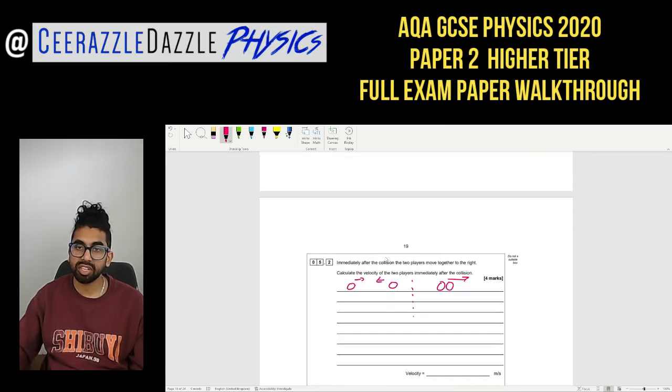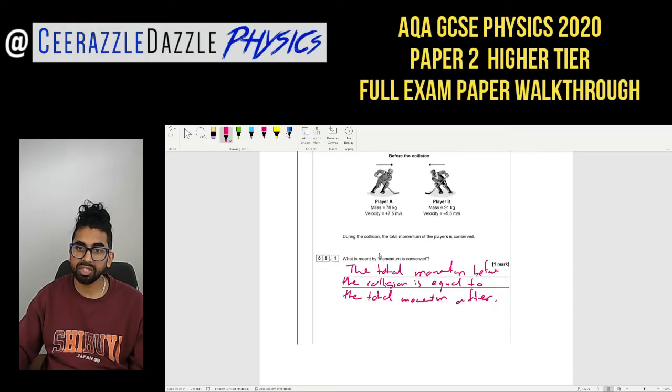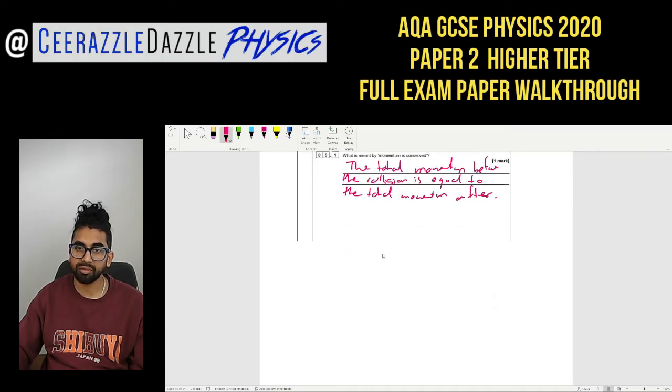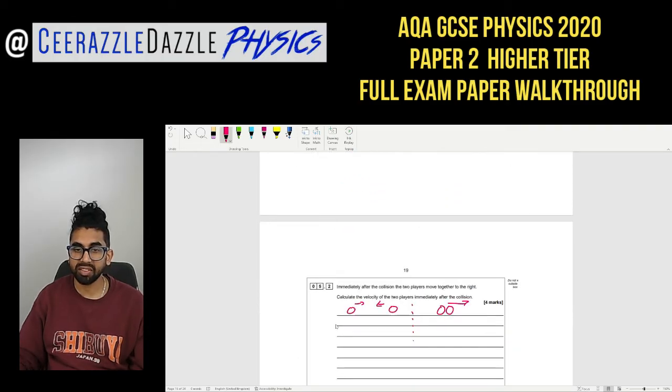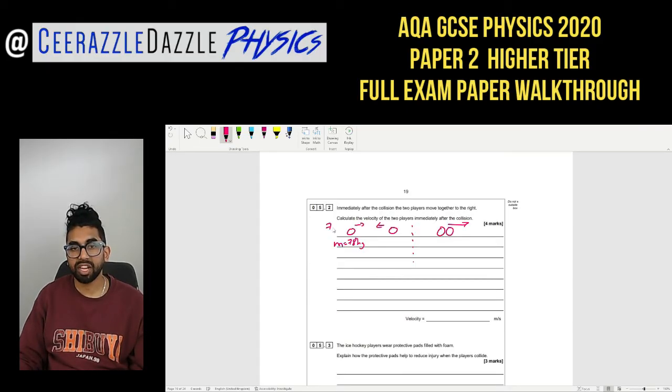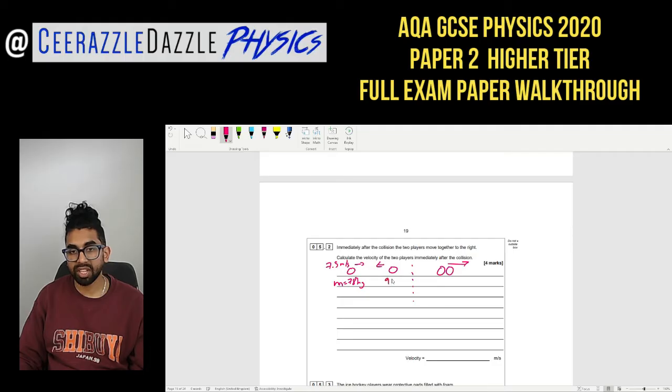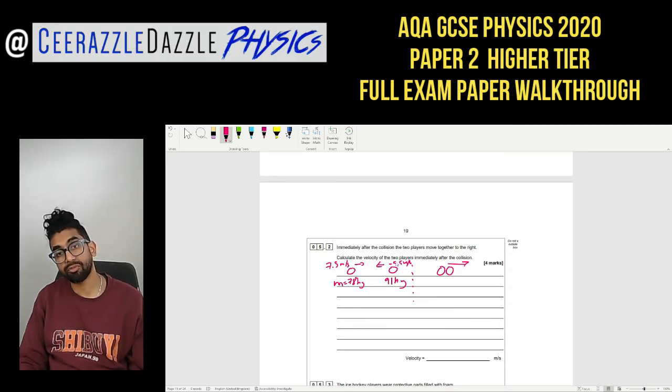So initially, let's just write down the values. We've got the values of 78 and 7.5. The mass of this one is 78 kg, and it's moving at 7.5 meters per second to the right. The other one is 91 kg, and it's moving at minus 5.5 meters per second. Don't forget, this is the same diagram as before. I'm just doing it before and afterwards.